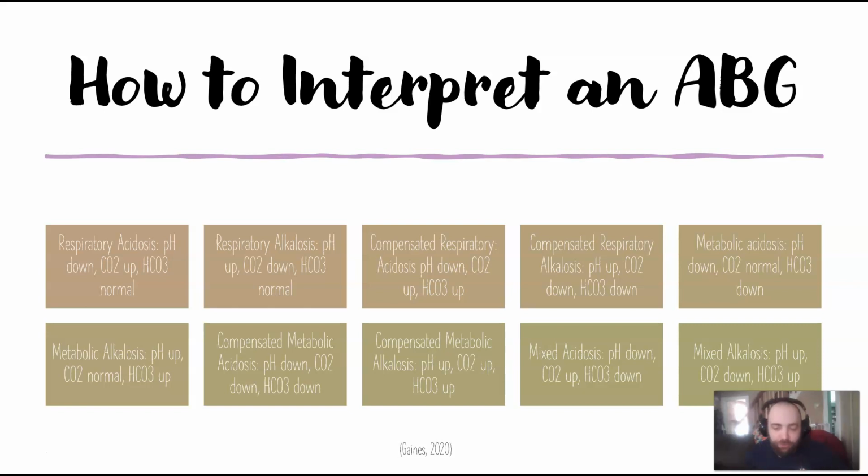And then you have what's called a mixed acidosis. In this case, your pH is going to be down, your CO2 levels are going to be elevated, and your bicarb levels are going to be down. So both your CO2 and your bicarb levels are causing the acidosis. And then you have a mixed alkalosis, which is your pH up, your CO2 down, and your bicarb up. So again, you have both a respiratory and metabolic component that is causing the alkalosis.